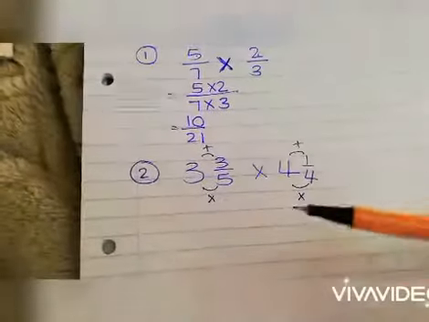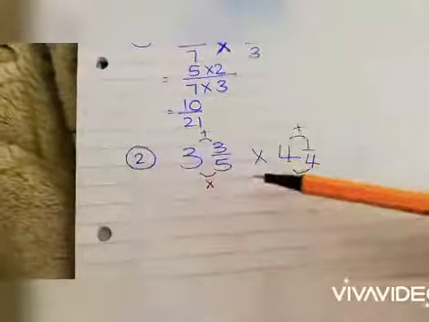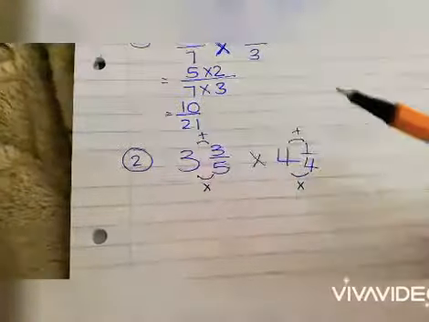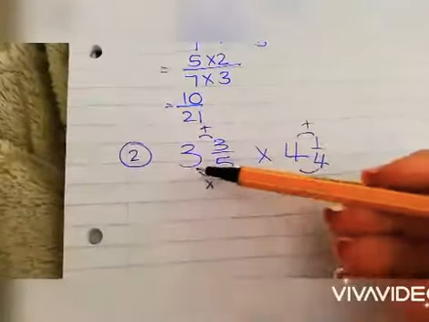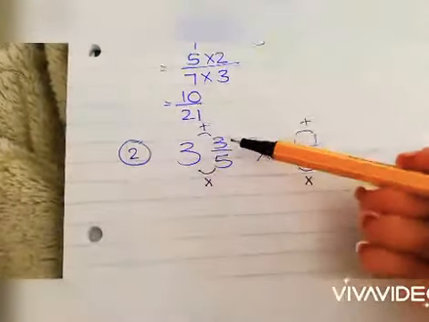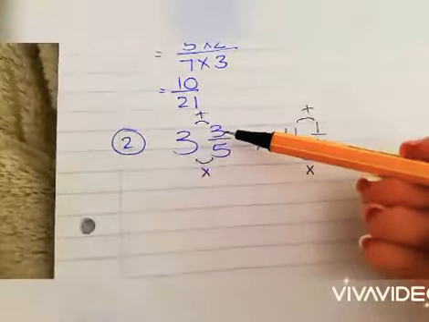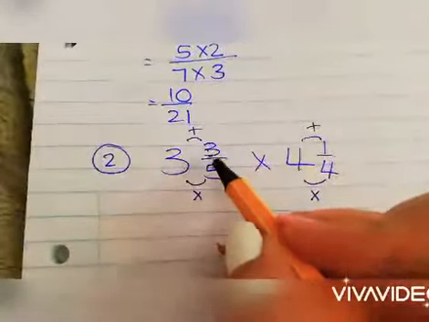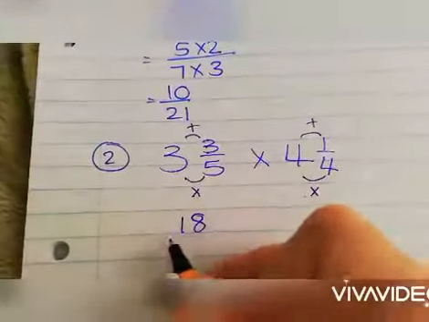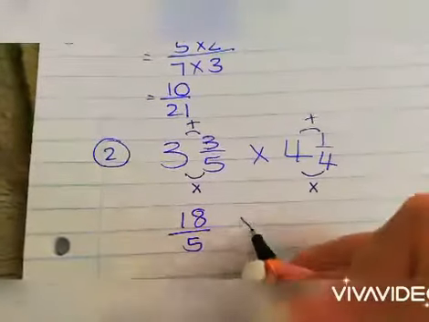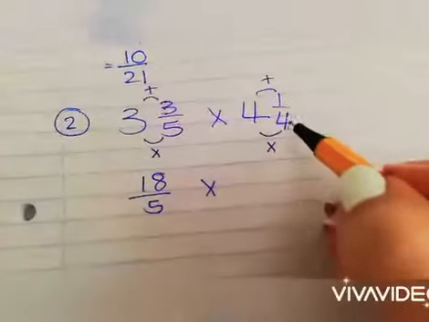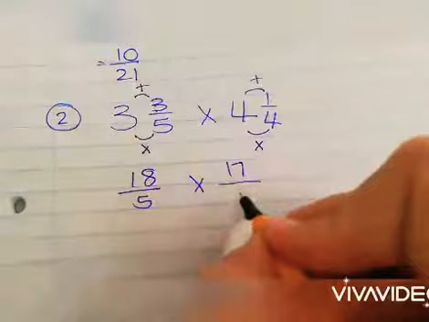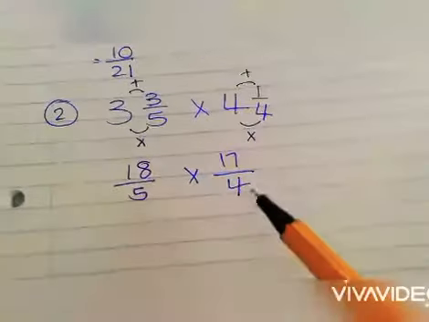Okay, so this one's the last one I quickly want to show you. You just change this from a mixed number into an improper fraction. So all we're going to do is multiply the denominator by the whole number and add the numerator. So 5 times 3 is 15, 16, 17, 18. So it's going to be 18/5. Keep the denominator. And then we're going to do the same here. 4 times 4 is 16, 17/4.